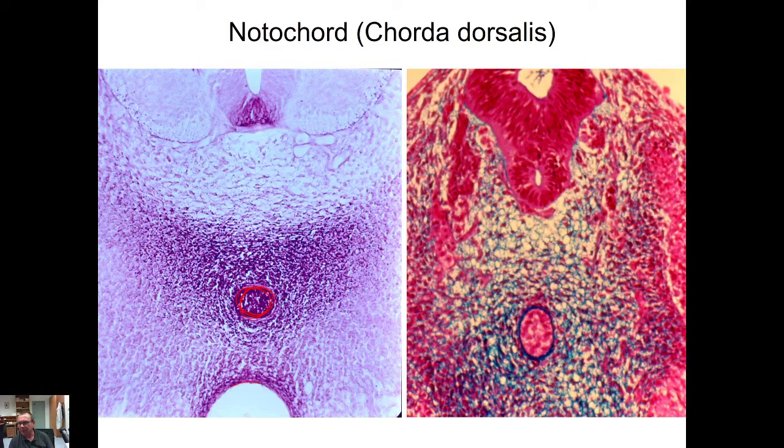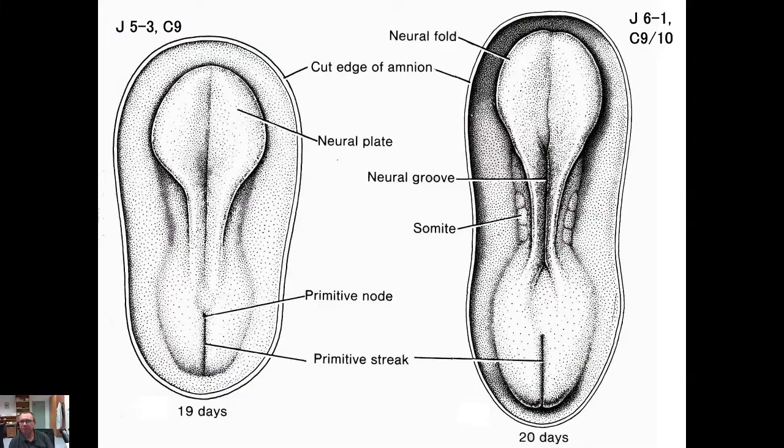The same is here. Above is a developing neural tube, and also here it's a developing neural tube, and directly around the notochord there is a formation of the vertebral column. So vertebrae are developing here.